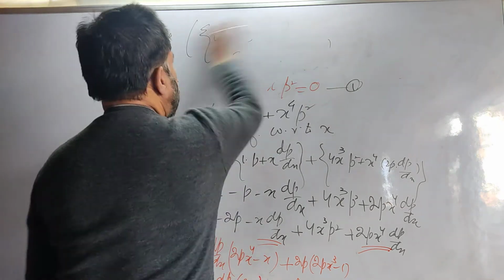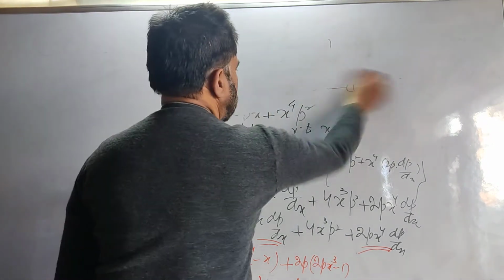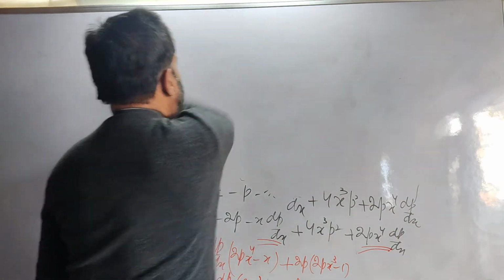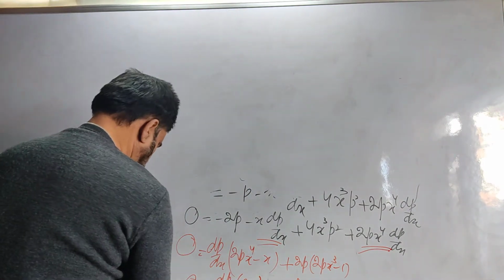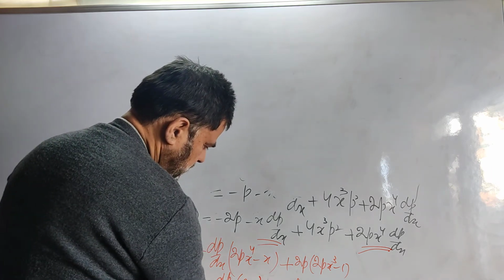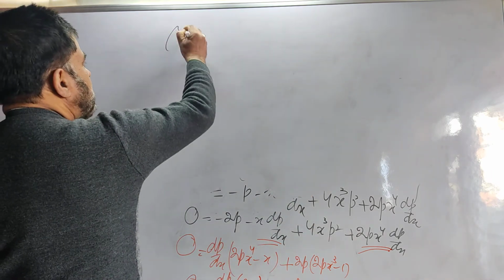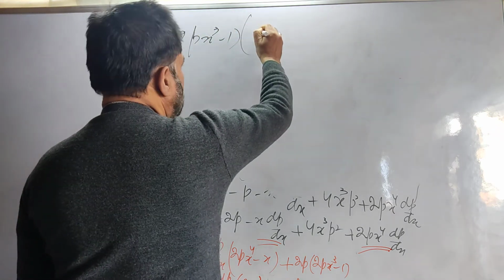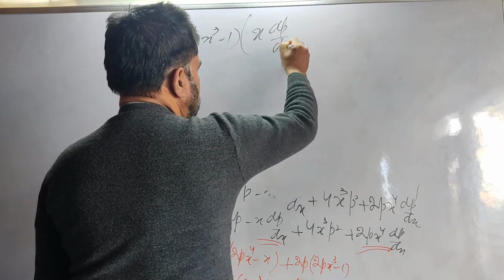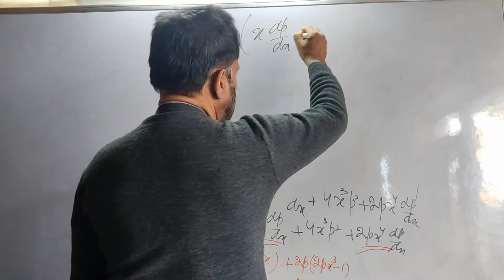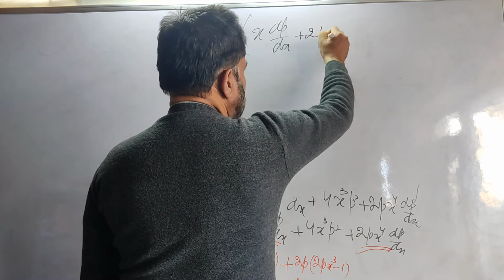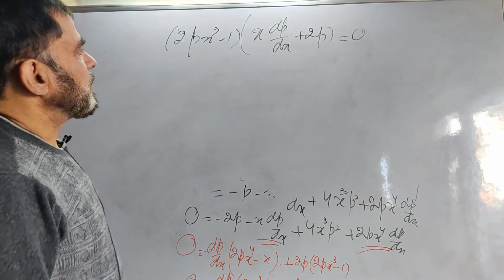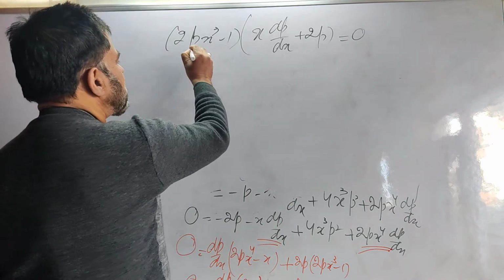Well, let me rub this. I can take this now common from this. This is 2p x cube minus 1 into x dp by dx plus 2p is equal to 0. You see, you should reject this one.